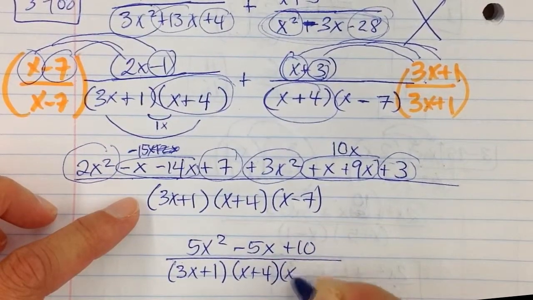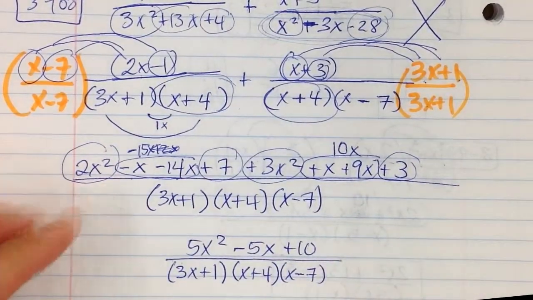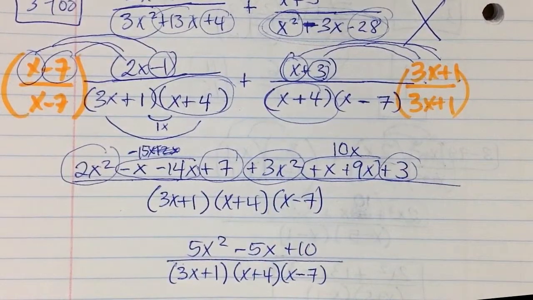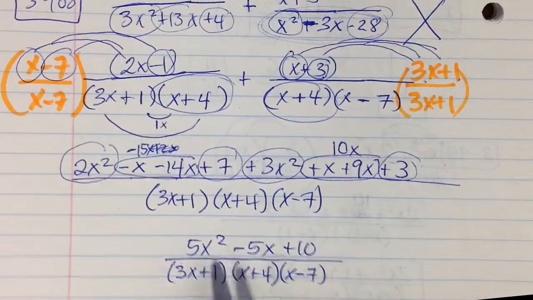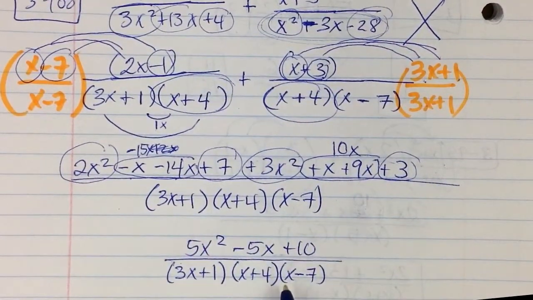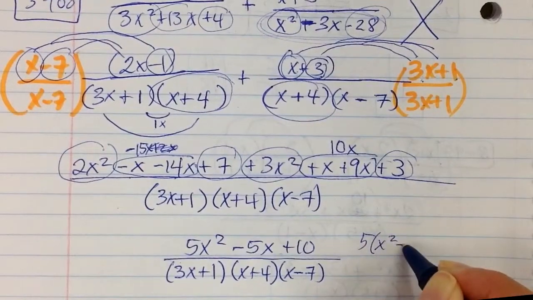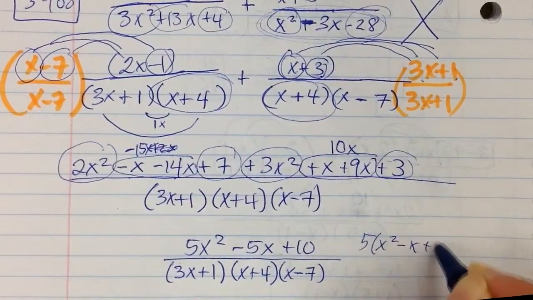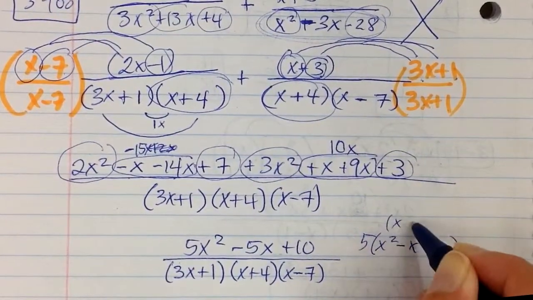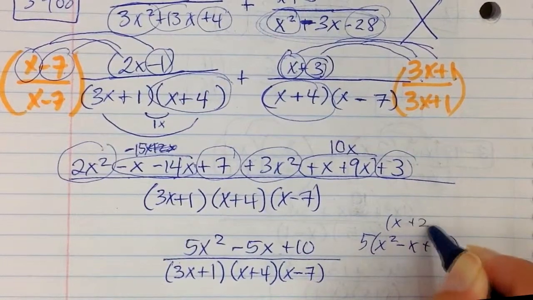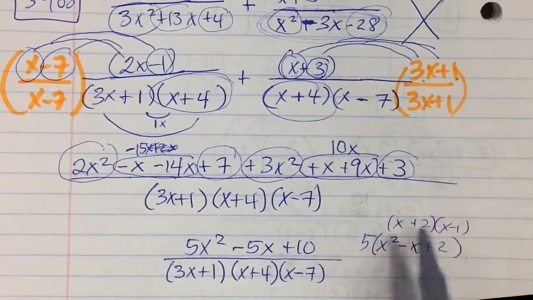Don't multiply the denominator. Never multiply the denominator out, just the numerator. And if I factor this, I believe it does not cancel, because I tried it last class period. 5 times x squared minus x plus 2, and this was like x plus 2 times x minus 1, right? And none of those cancel out, so you don't need to factor again.